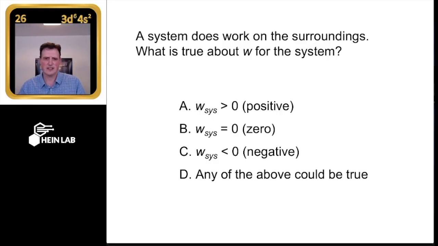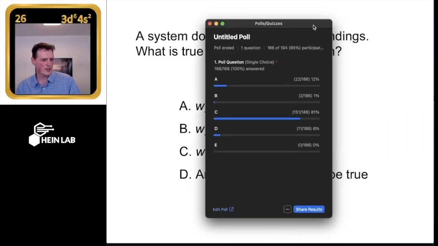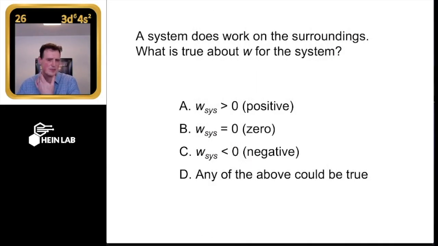All right. So, C is coming up as the big answer. Yeah, I agree with that. What we're saying there, remember, is the system does work on the surroundings. We're saying that the energy has to leave the system. And again, think of it this way, and when you're doing your exam, if I am a system, I am doing work, I'm pushing out, I'm leaving energy, right? I'm pushing the atmosphere back, so it has to be a negative value.